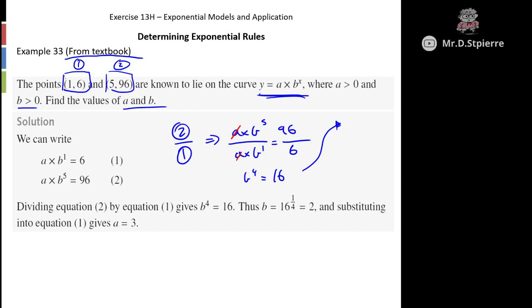Okay, so we could say b to the 4 is equal to 2 to the 4, therefore b is equal to 2. You could also, if it wasn't so nice numbers, solve that b to the 4 equals 16. If that wasn't nice, you could just solve it using a log now.